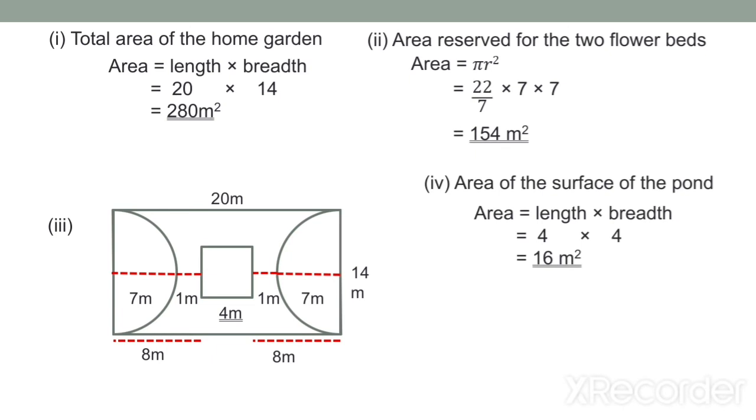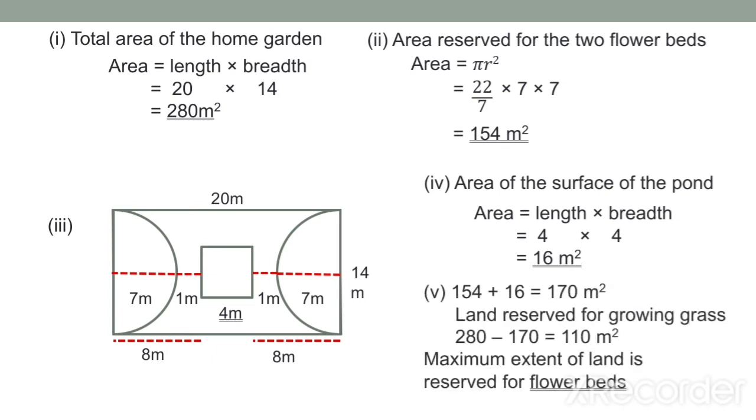For the last question, they have asked you to find out the extent which has been used greater from this land. So when you add 154, those are two flower beds, and 16 with the pond, it will be 170 square meters of land reserved for growing grass. We can subtract from the total, 280 minus 170, it will be 110. So now you can understand that the maximum extent of land is reserved for flower beds. Okay, let us move on to the next question.